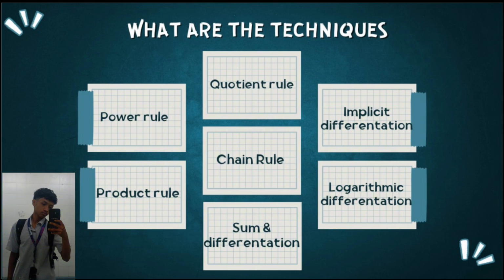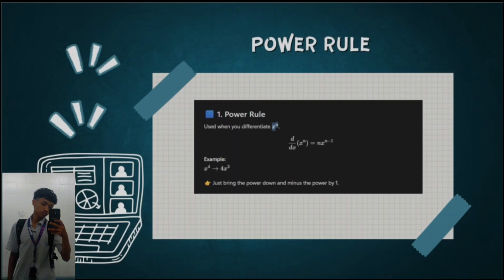There are 7 techniques. The first one would be the power rule, the second one would be the product rule, the third one would be the quotient rule, the fourth would be the chain rule, the fifth would be the sum and difference rule, the sixth implicit differentiation, and the seventh logarithmic differentiation.